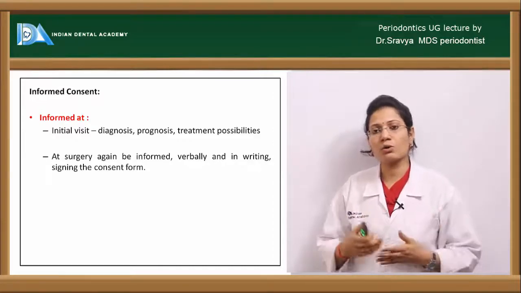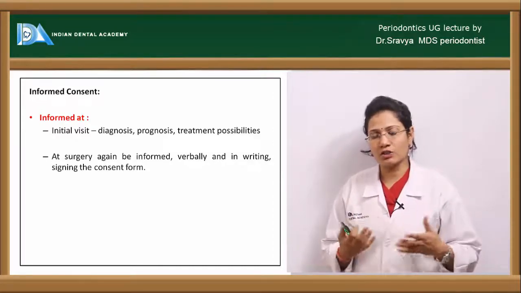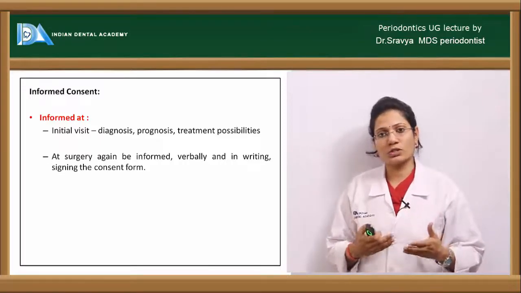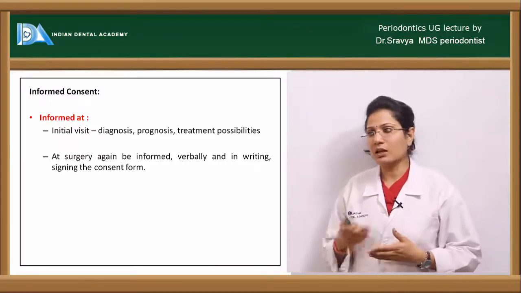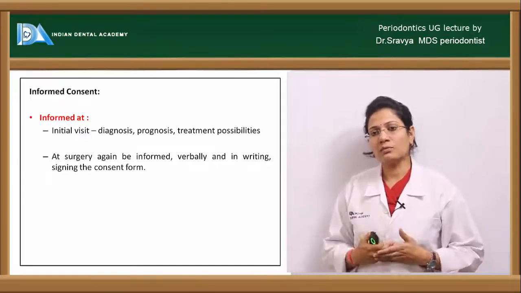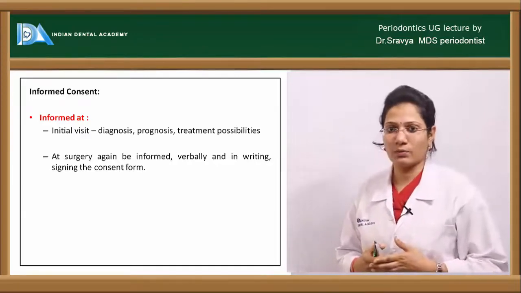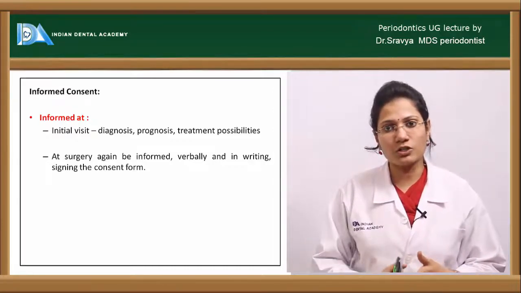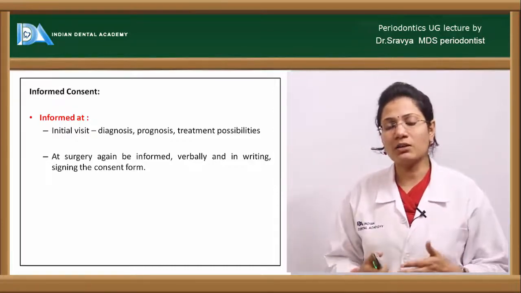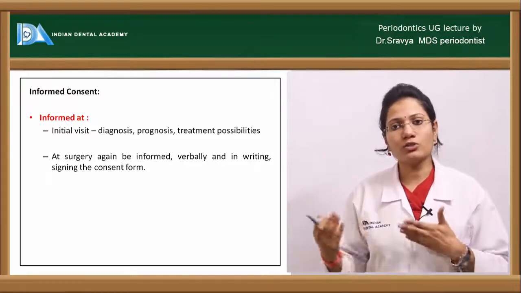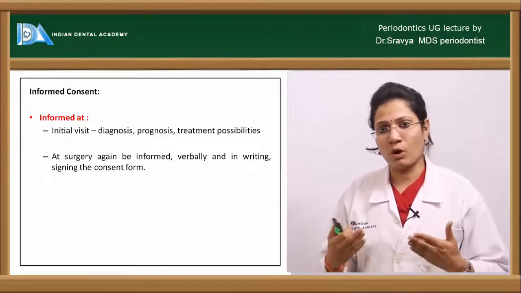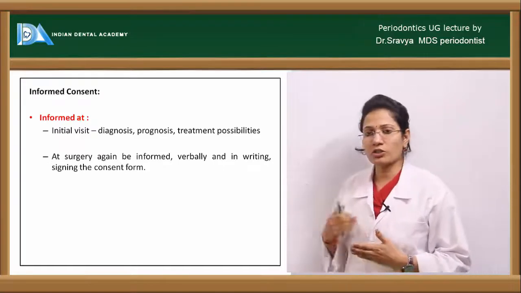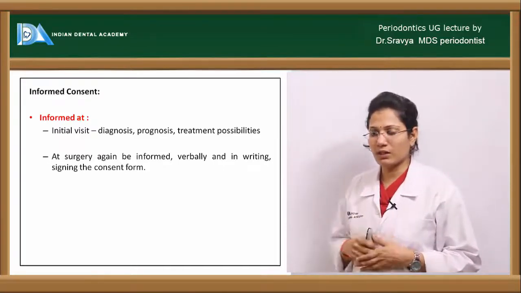You tell him, this is the prognosis for the entire dentition of your mouth and this would be the individual prognosis for certain affected teeth. And then you tell him the treatment plan that you have to go ahead with. Then take a consent from the patient, an agreement that yes, he has been told about the diagnosis, prognosis and the treatment possibilities. This is very important, that an informed consent is taken even at the initial visit.